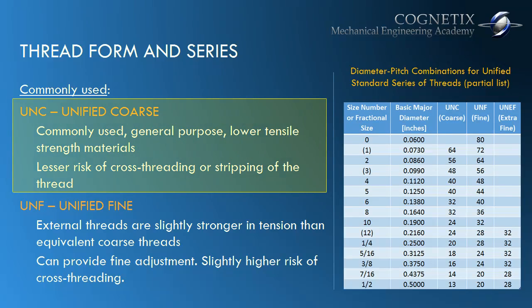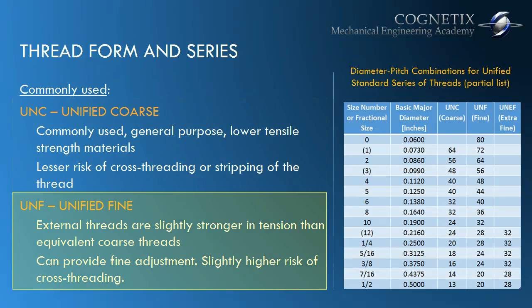Unified Coarse thread is commonly used, it's general purpose, and tends to be used in lower tensile strength materials such as aluminum and many others that are lower in tensile strength. There is less of a risk of cross-threading or stripping these threads because their pitch is smaller. Each thread is spaced apart more from the next one. So there is less risk of cross-threading or stripping of the threads.